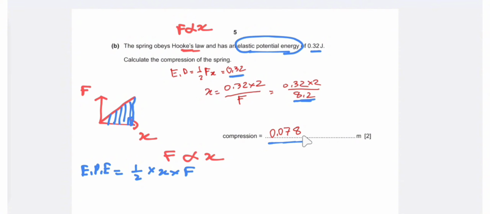And how do I determine that this is two significant figures? If we write this in exponential form, or the 10 to the power form, then 0.078, if we move past the 0, then 1, 2, it would be 7.8 into 10 to the power minus 2. So you can easily see that this is two significant figures. So this is the compression of the spring. From this question, you have to learn that the elastic potential energy is the area under the force extension graph. That is, elastic potential energy is equal to half Fx, since it is a right angle triangle.